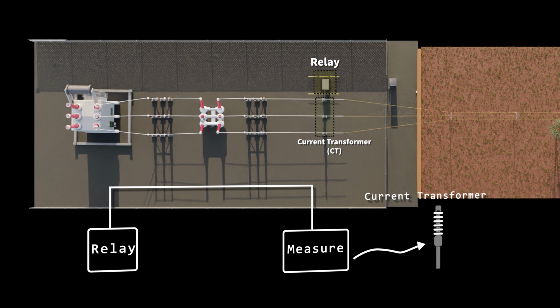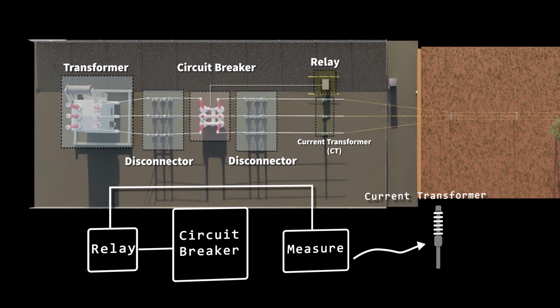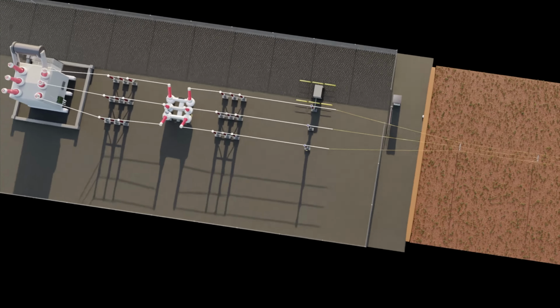And of course, the circuit breaker has the physical ability, if instructed, to break fault current and disconnect the faulty part of the system. Also shown here are the disconnectors and the power transformers, but they're not critical to the protection system that we're going to talk about today.